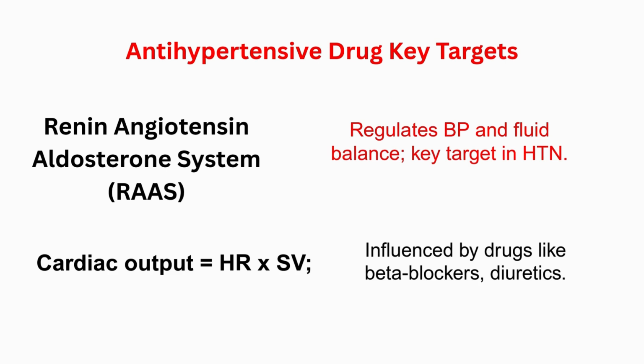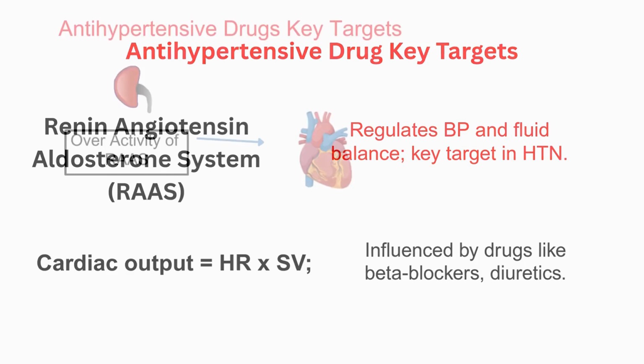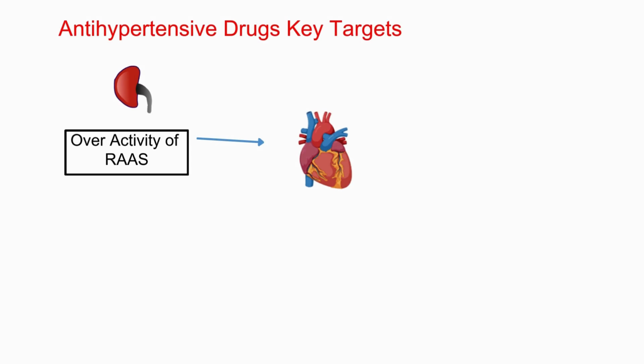We can look at several key players here. One of the big ones is overactivity of the RAS, the renin-angiotensin-aldosterone system. Think of RAS as a hormonal system that helps to conserve sodium and water in the body. And it also can constrict blood vessels. So when that system is overactive, that can definitely contribute to hypertension.